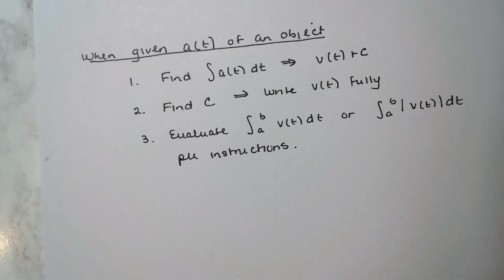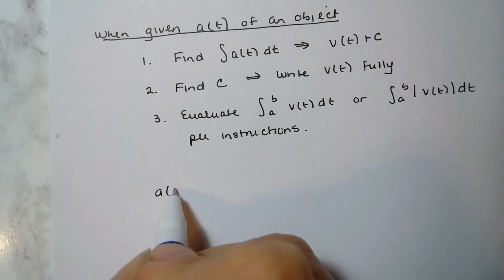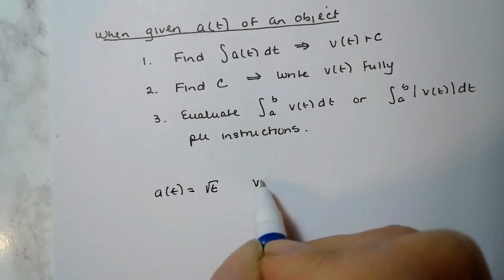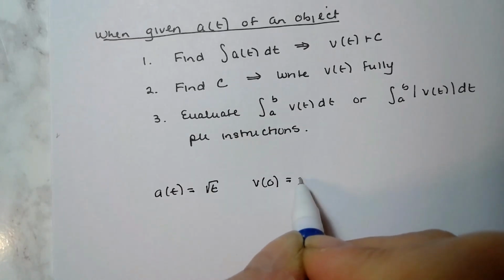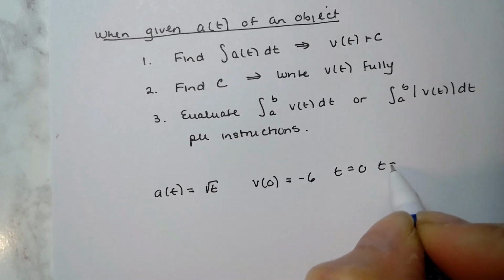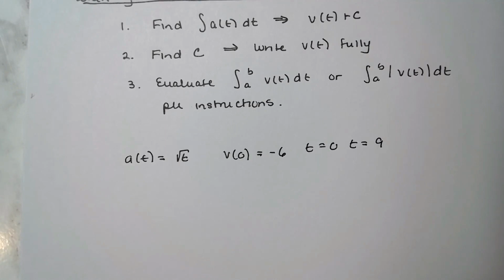All right, so in number, on page 376. They're telling us that a of t is equal to the square root of t. They're telling us that v of 0 is negative 6. And they're giving us t equals 0 and t equals 9. Right? And they want you to find an equation for the velocity and then find the net and total distance traveled. Well, it makes sense. You have to find the velocity equation before you can even find net or total distance traveled.